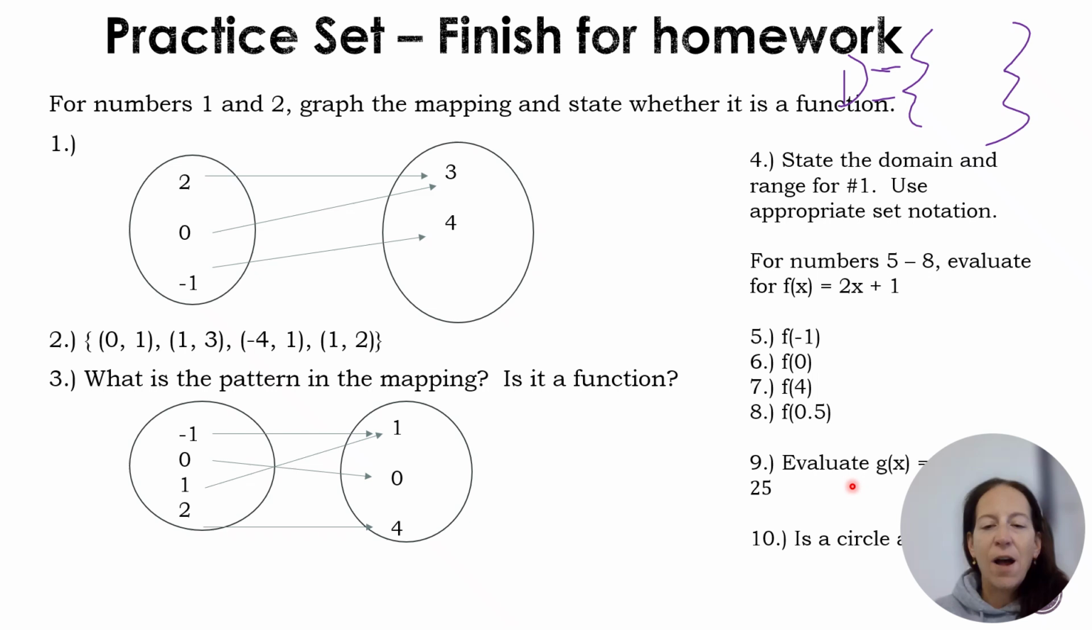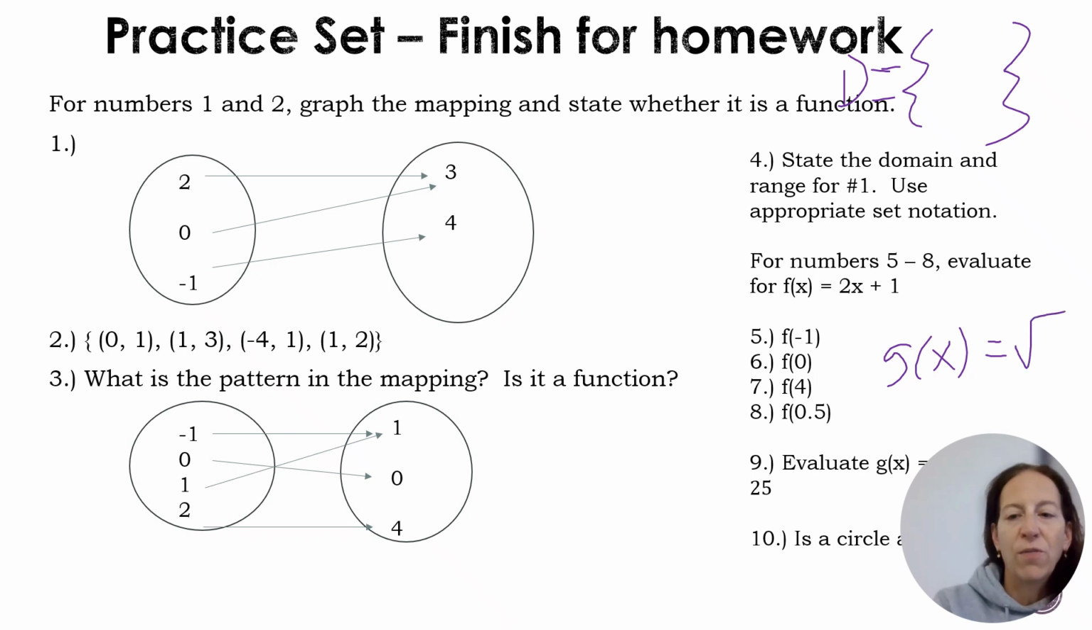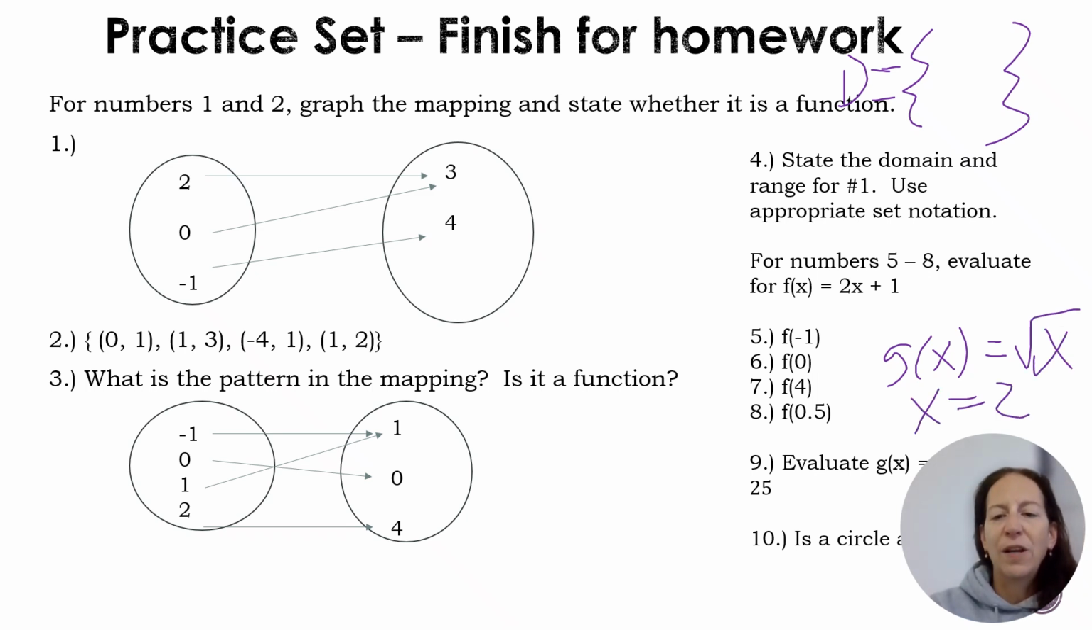evaluate g of x. I believe I remember what this was. It's g of x equals the square root of x for x equal to 25. So it's the same thing, just written another way. It's g of x. I know my g looks like an s. I'm writing with my fingertip on a laptop. g of x equals the square root of x, and then for x equal to 25. And question 10: is a circle a function? Yes or no? All right, so that's that.